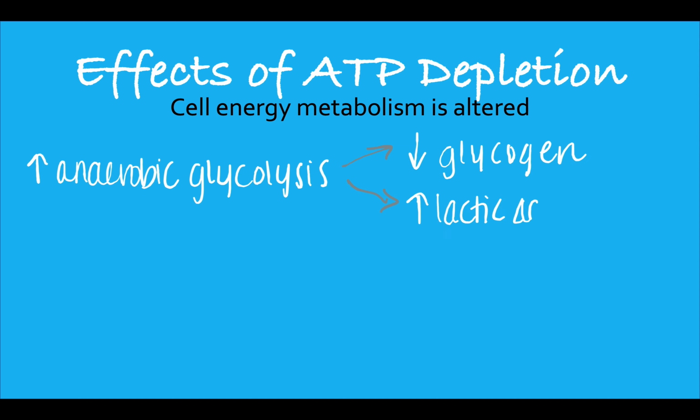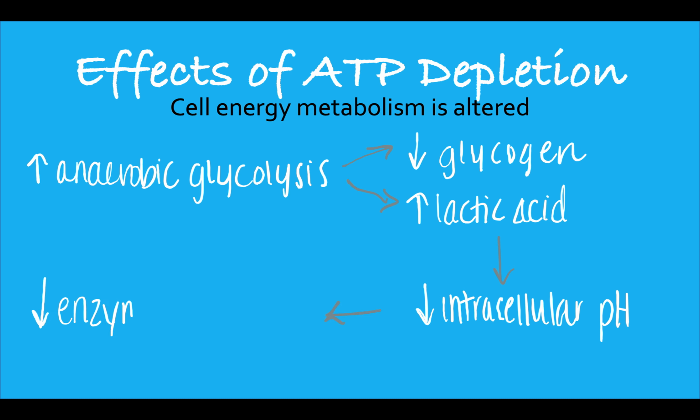So you're increasing the amount of anaerobic glycolysis, and that is not only going to decrease your glycogen, because you're using the glycogen to make glucose and then to generate ATP, but it also generates lactic acid. This is important because the lactic acid decreases the intracellular pH. And when you decrease the intracellular pH, you're decreasing the enzyme activity inside the cell as well. This can be harmful to the cell.